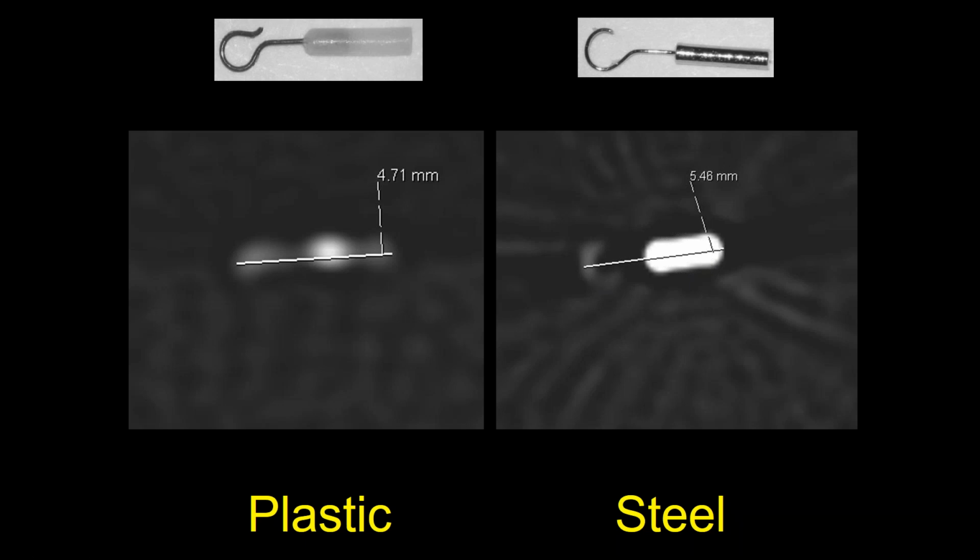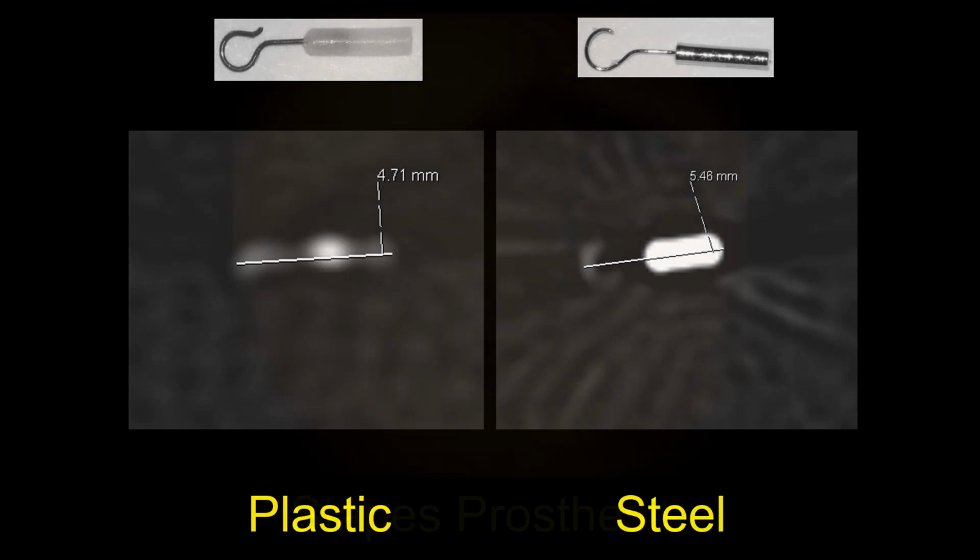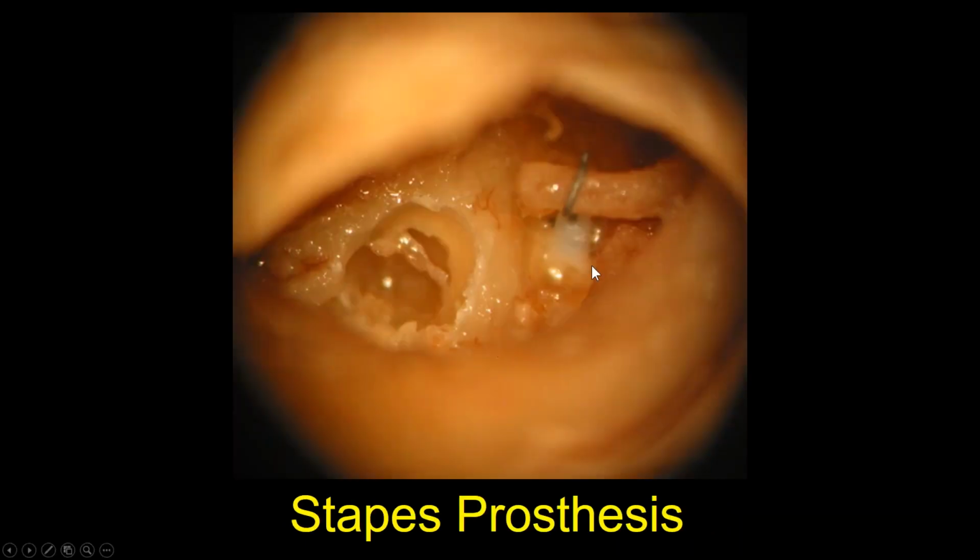So we took these prostheses and we took cadaveric temporal bones and we did the routine approach. This is the view that the neuro-otologist sees on a translabyrinthine mastoidectomy. Here is the long process of the incus, and here the hook is in place, and this is the plastic version of the stapes prosthesis going up towards the oval window itself.